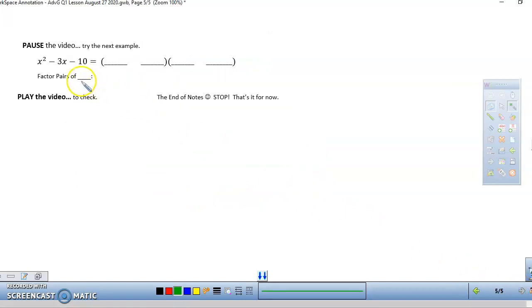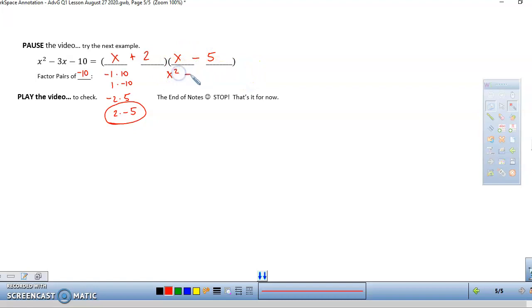I want you to pause and try yourself. Welcome back. So we're going to have x and x. We're going to do factor pairs of -10. So we have -1 times 10, 1 times a -10, -2 times 5, and 2 times a -5. The combined like terms has to be a -3. So I'm going to pick the 2 and the -5.